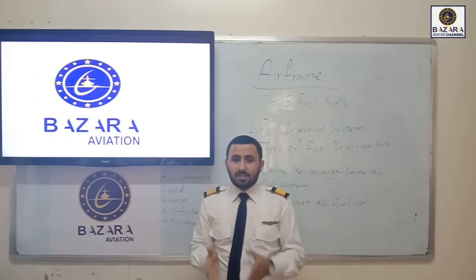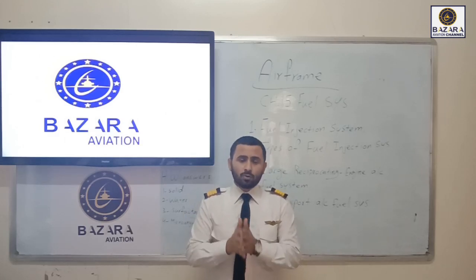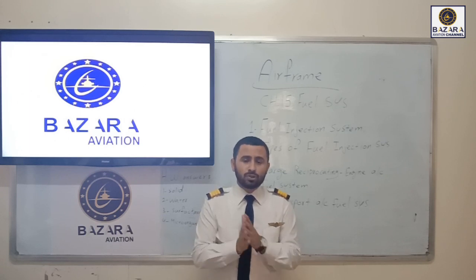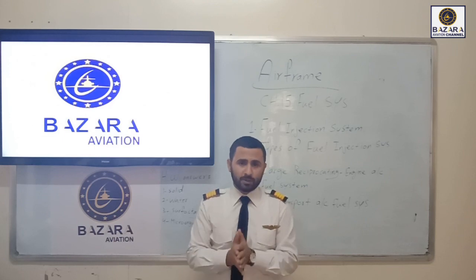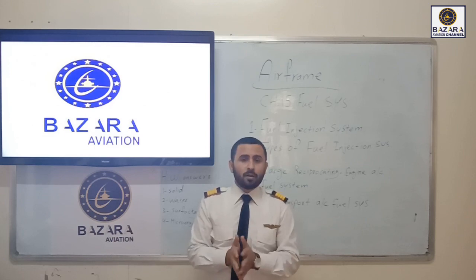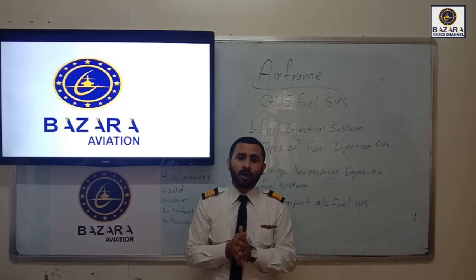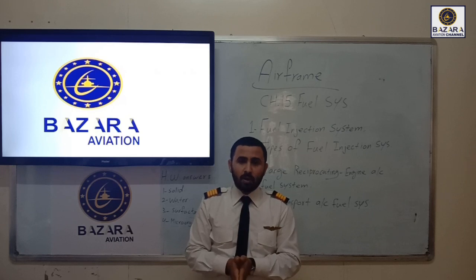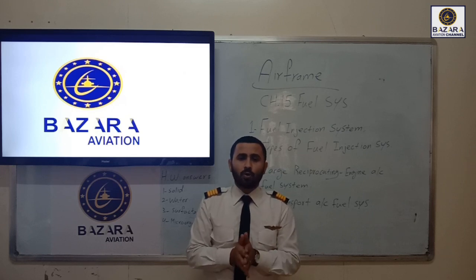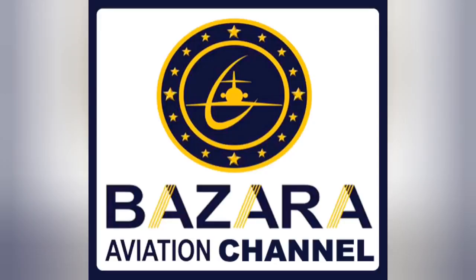Fuel injection system. The fuel injection system uses a fuel injection control unit and a fuel distributor manifold unit instead of the carburetor. What are the types of fuel injection system? It has two types. The first is called the RSA system, and the second type is called the Teledyne Continental system.